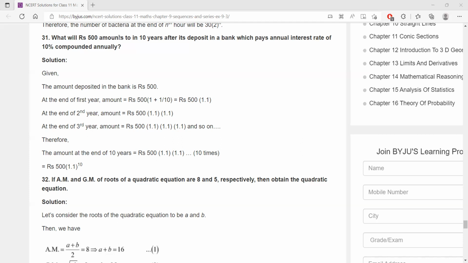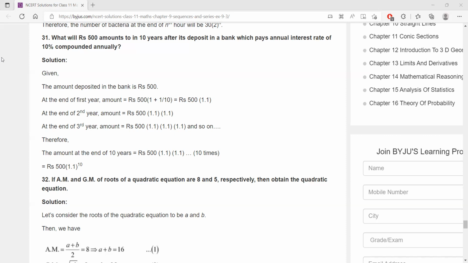And they also gave us the interest. So this interest is a compound interest. I hope you know the difference between simple interest and compound interest. Yes. So they gave us the compound interest, which is 10% annually. So we are going to find it.